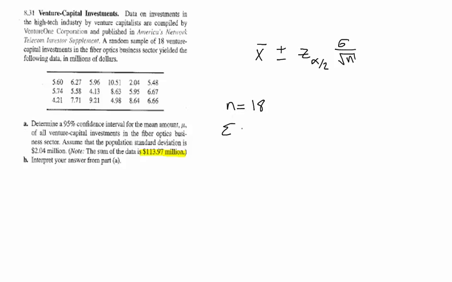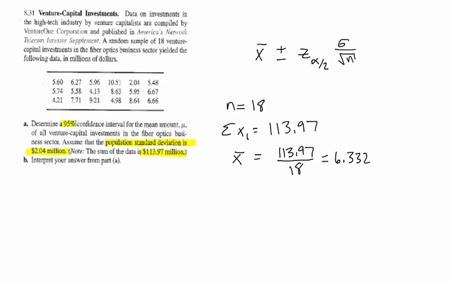The sum of our xi's was equal to 113.97. So x bar is equal to 113.97 divided by 18, which is equal to 6.332. And now it's important to notice that it says the population standard deviation is 2.04. So that's what told us that we knew sigma and that we are using z distribution and that this would be the formula for our confidence interval.